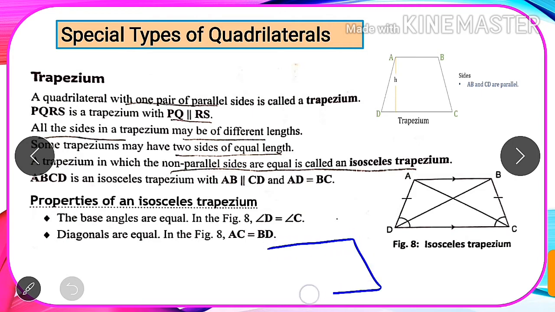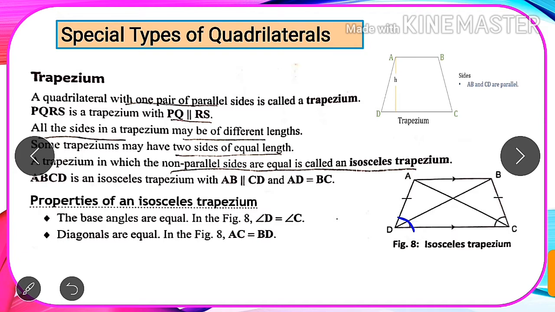Means if this one is a quadrilateral, then this side will be parallel to this side, and the other two sides will be non-parallel. It will meet after extending these two sides, but these two sides will never meet each other. So these two are parallel and these two are non-parallel sides. Now one thing more we need to learn: if the non-parallel sides become equal, then what will happen?